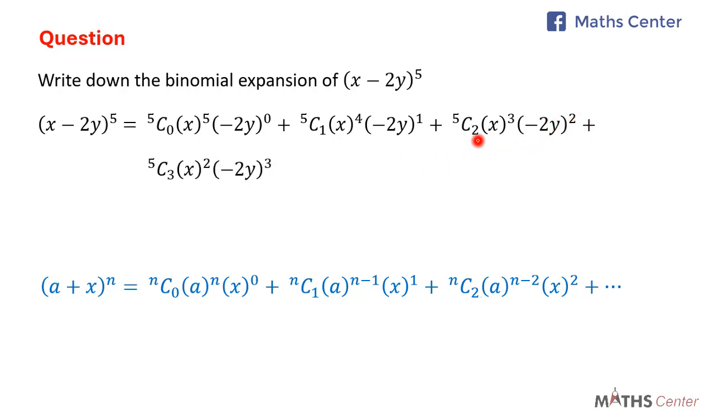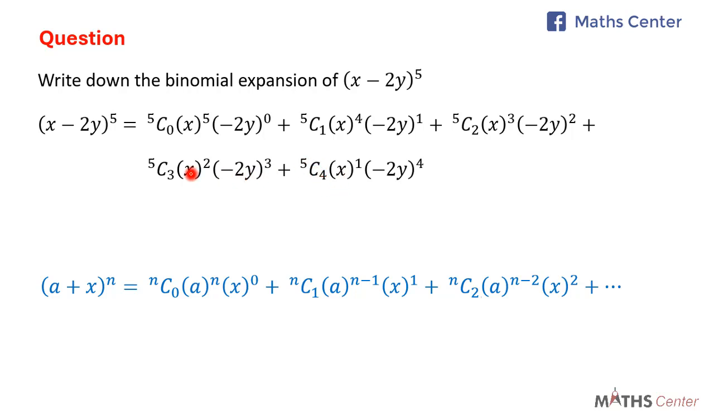Then the next term, the combination will be 5 combination 3. We had 5 combination 2 here, so the next one will be 5 combination 3. The exponent on x will reduce by 1, so we move from x exponent 3 to x squared. Then the exponent on negative 2y will increase by 1, so we move from negative 2y squared to negative 2y cubed. Then the next term, we have 5 combination 4.